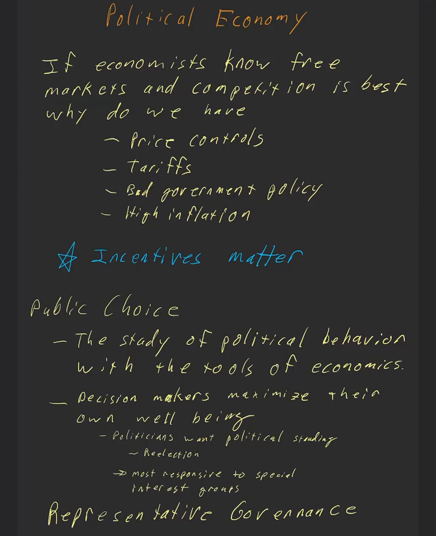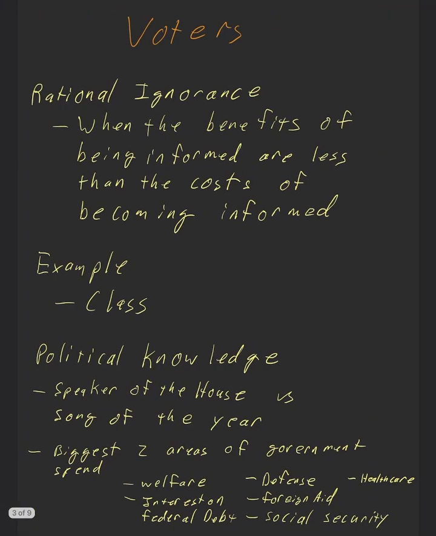But for this video, I'm going to focus on representative governance. So we won't be talking about monarchies or dictatorships. We're going to be talking about democracy and democratic republics, etc. The first place we should start with any type of discussion of this nature is with voters. And unfortunately, with voters, we have to face a somewhat unsettling truth, which is voters are rationally ignorant. So rational ignorance is when the benefits of being informed are less than the costs of becoming informed.